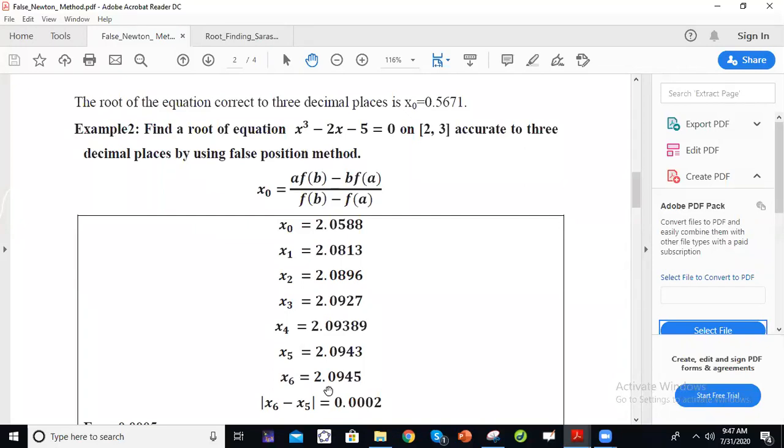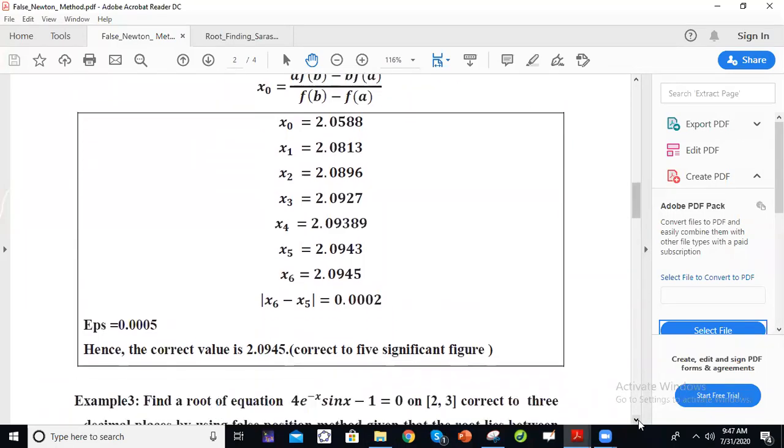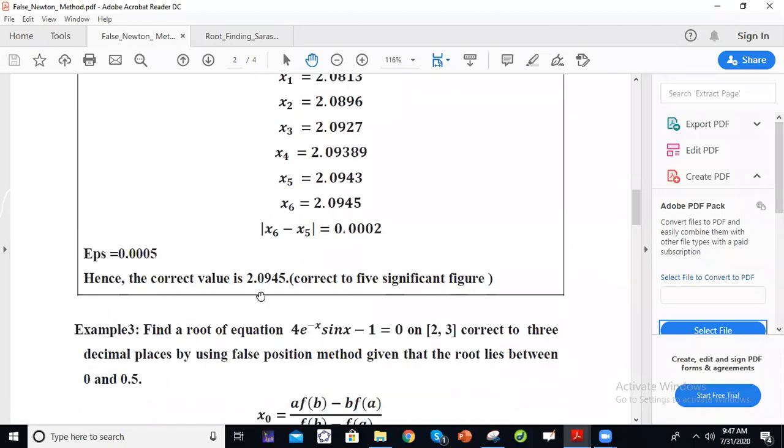Right, correct to 3 decimal places means everyone see here up to x6 minus x5 equals to 0.002. Correct to 3 decimal places. What is our pre-specified error? Our pre-specified error is 1 by 2 into 10 to the power minus 3, that equals to 0.005. See here, x6 minus x5 is strictly less or equals to 0.005. So we conclude x6 equals to 2.0945. This is our required answer.